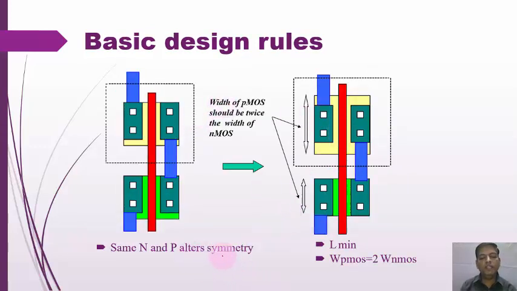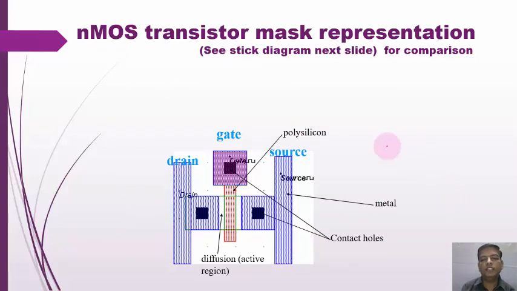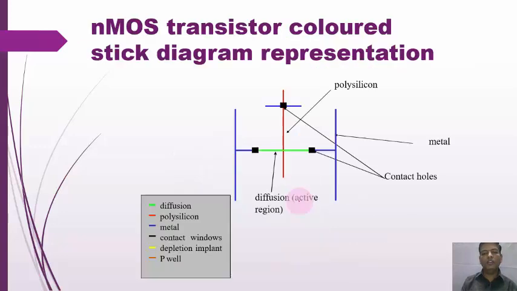Basic design rules: N and P are symmetric. Here N and P are the same structure, but the width of the PMOS should be twice the width of the NMOS. For minimum L, W PMOS is equal to 2 W NMOS. Okay. The NMOS transistor mask representation we have already studied. So from that stick diagram, see how we can draw.